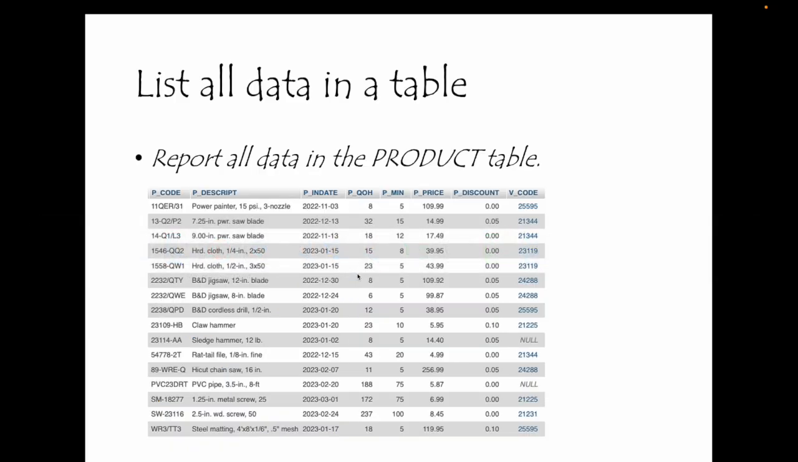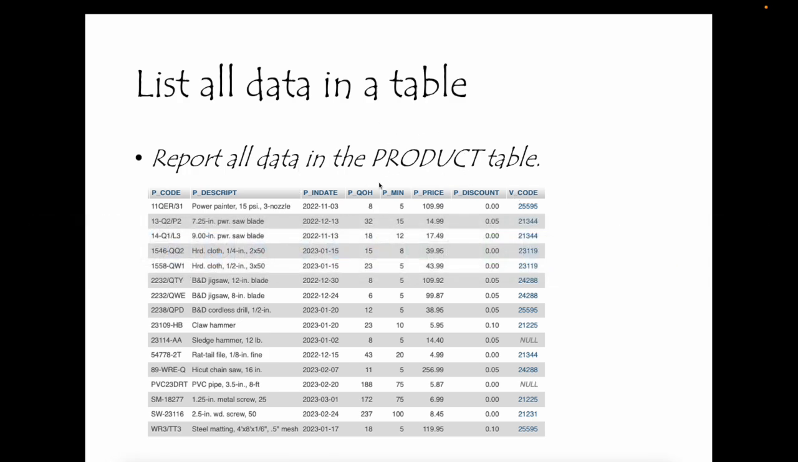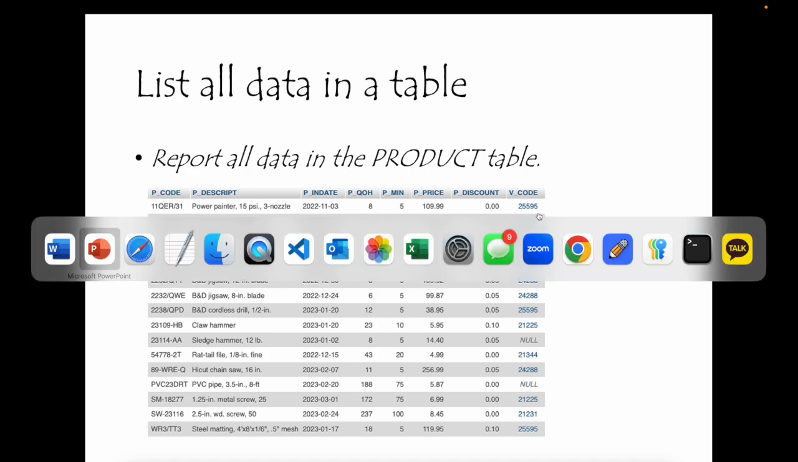What kind of SQL select statements can we develop? The first one, let's start with the easiest one. List all data in a table. So report all data in the product table. We already know that there are 16 products. So how can we list all the products with all the columns like this?